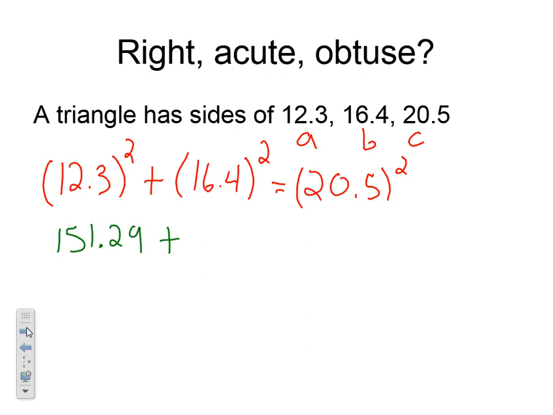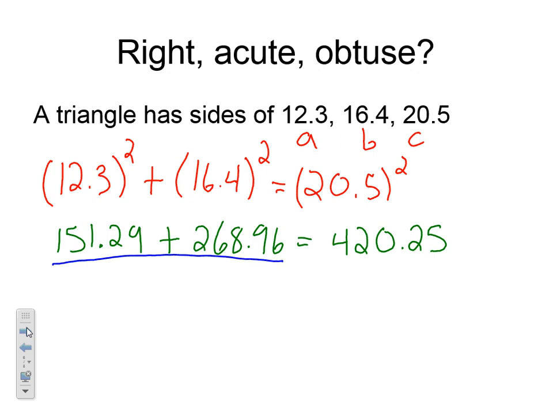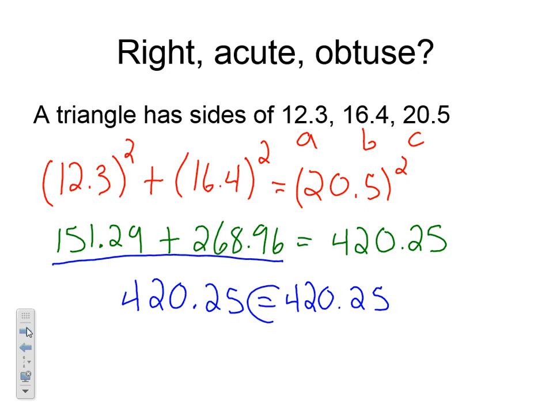151.29 plus 268.96 equals 420.25. When I add these two together, I'm going to get 420.25, which equals 420.25. Since these do actually equal each other, this is going to be a right triangle.